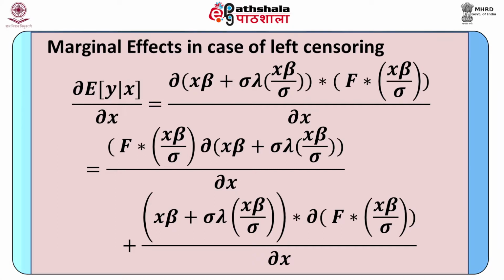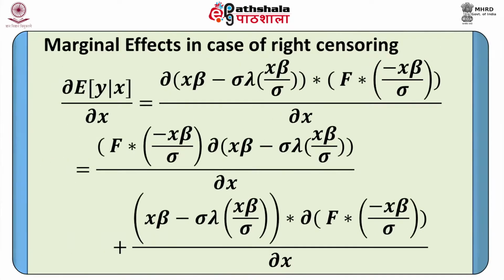Now on simplification, this comes out to be equal to capital F multiplied by x beta upon sigma into the derivative of x beta plus sigma lambda of x beta upon sigma divided by partial derivative of x. This is now added to x beta plus sigma lambda of x beta upon sigma into partial derivative of small f of x beta upon sigma, whole divided by partial derivative of x.